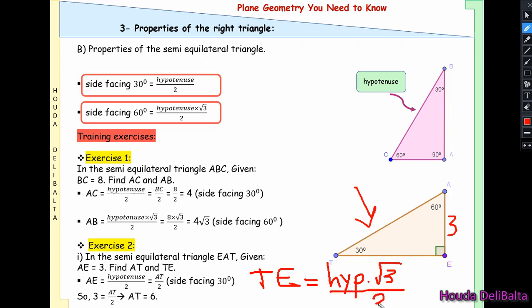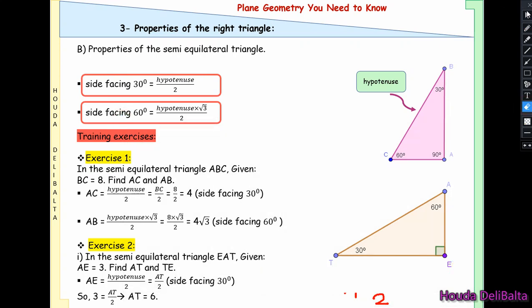If the hypotenuse is 6, as you see here, then it is 6 radical 3 over 2, which is 3 radical 3, because it's the side facing 60. So as I told you, always the side facing 60 is just equal to the same value of that facing 30 and multiplied by radical 3 in addition. Let's continue to see more examples.